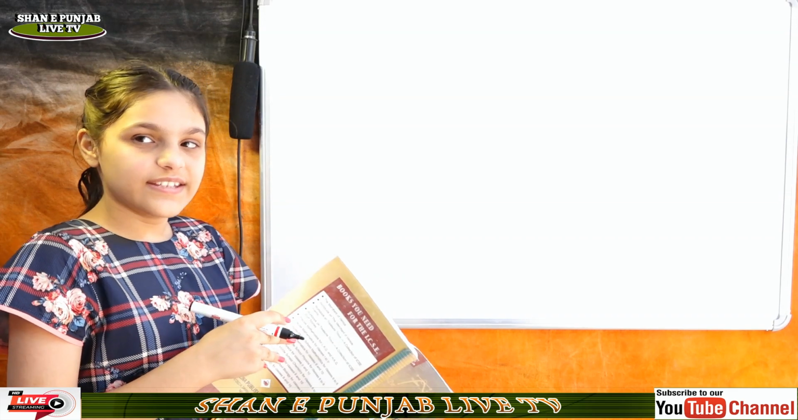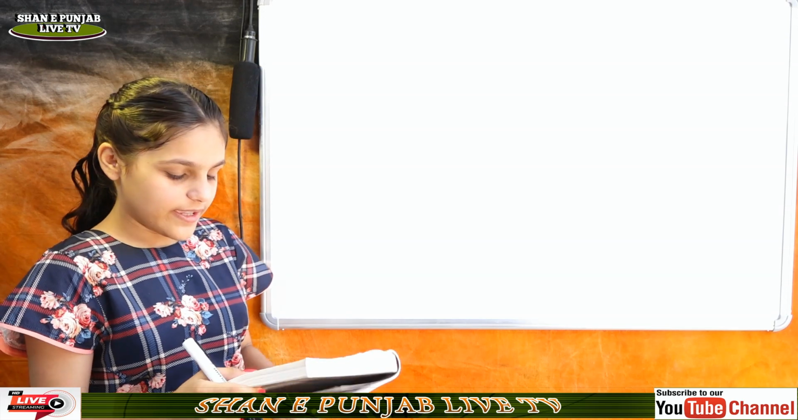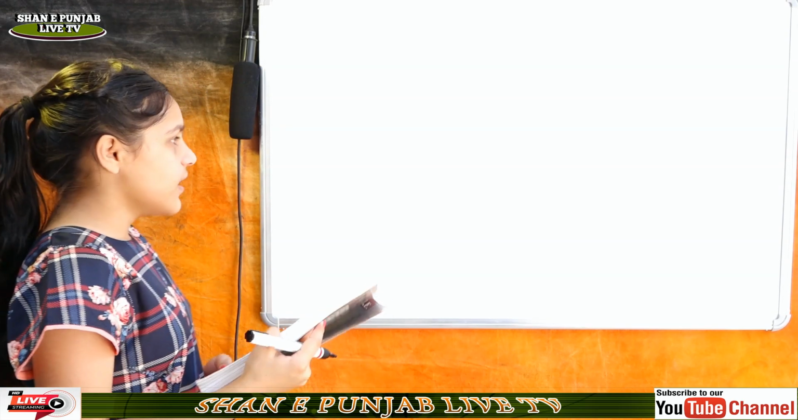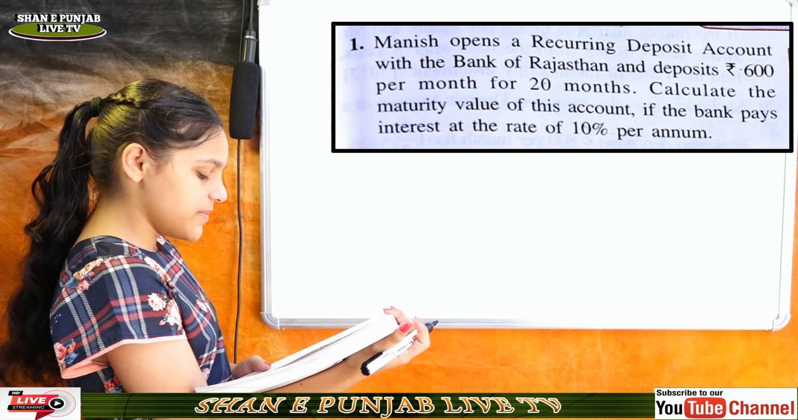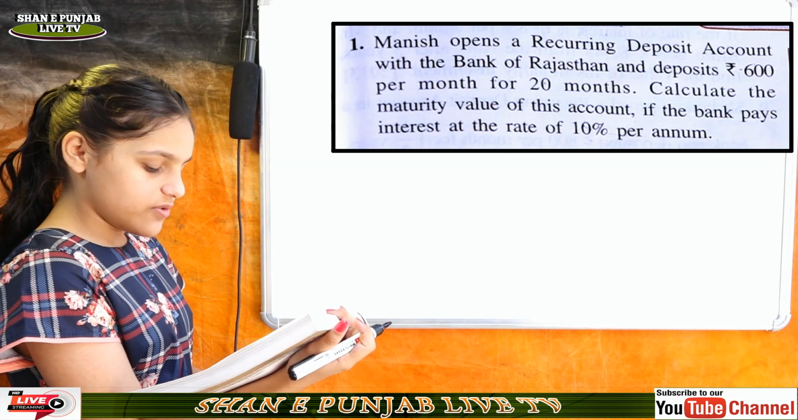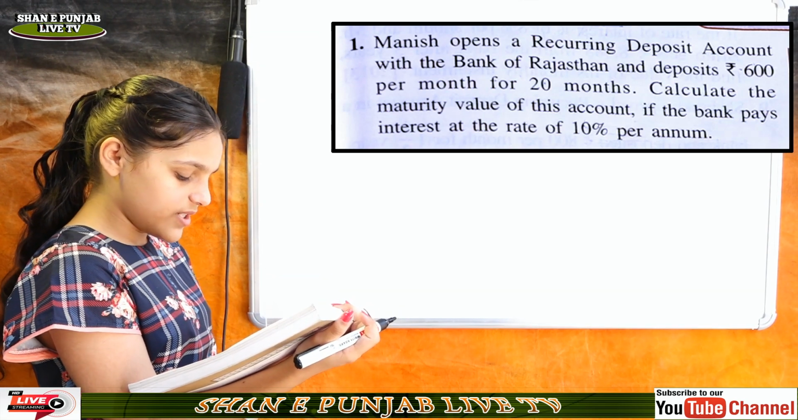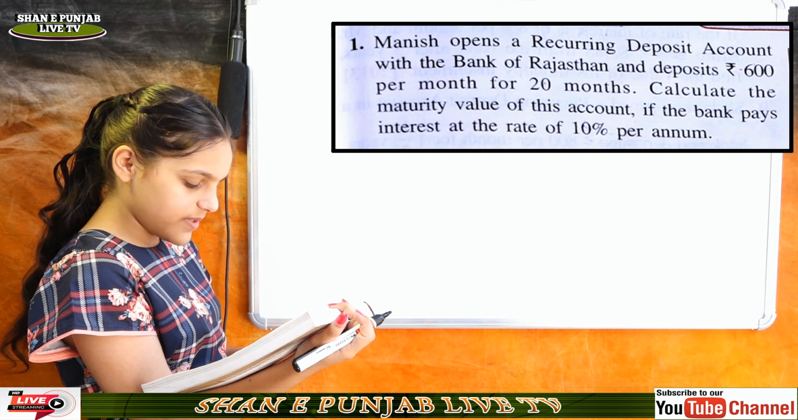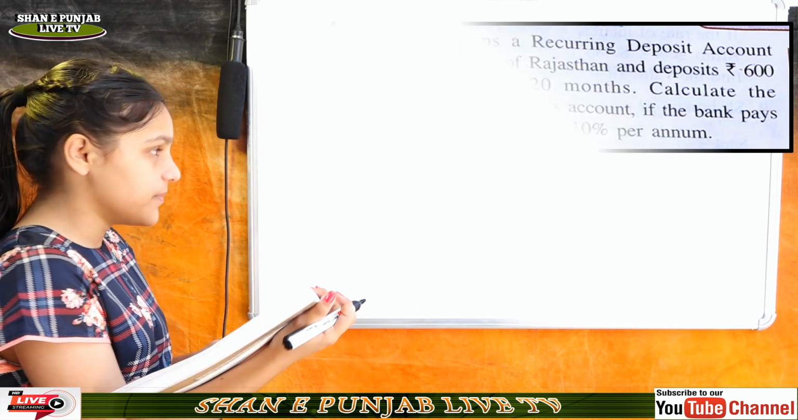Class 10 I.C.S.E. Board. Subject Maths. Chapter 2 Banking. Exercise 2A. First, Manish opens a recurring deposit account with the Bank of Rajasthan and deposits Rs 600 per month for 20 months. Calculate the maturity value of this account if the bank pays interest at the rate of 10% per annum.